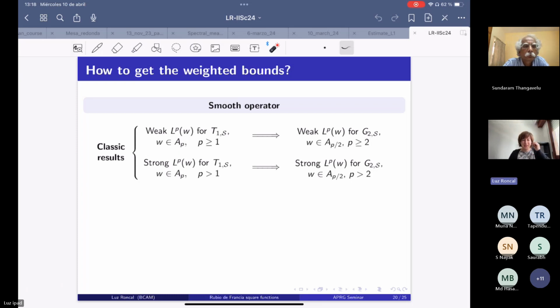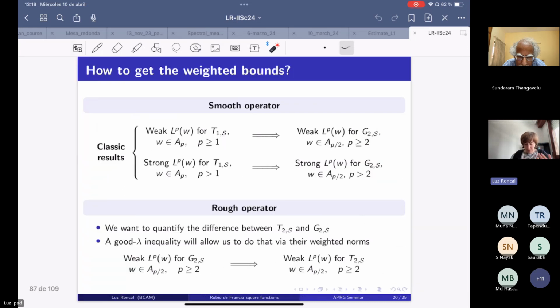Yeah. Well, okay. So this is the main idea to get these sparse estimates. And now, what about the weighted bounds, once we have the sparse pointwise domination? For the smooth operator, one needs to deduce estimates for this pointwise sparse operator. As I explained in previous slides, this can be written in terms of T_1 S. And for this T_1 S, there are classical, standard results giving precise quantitative weighted estimates for strong and for weak type. So they come from there.